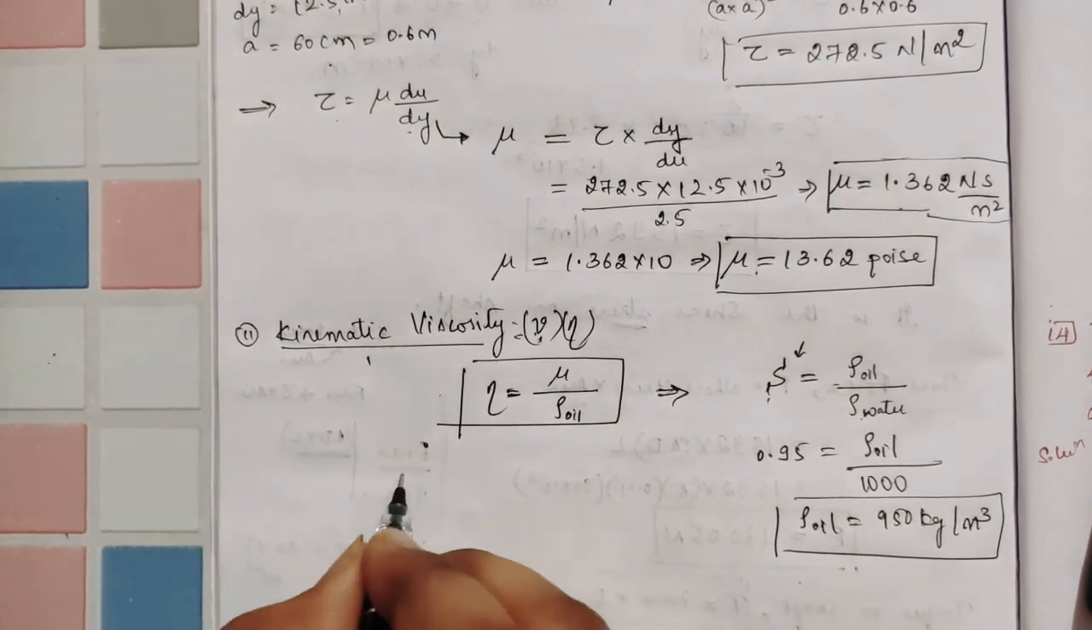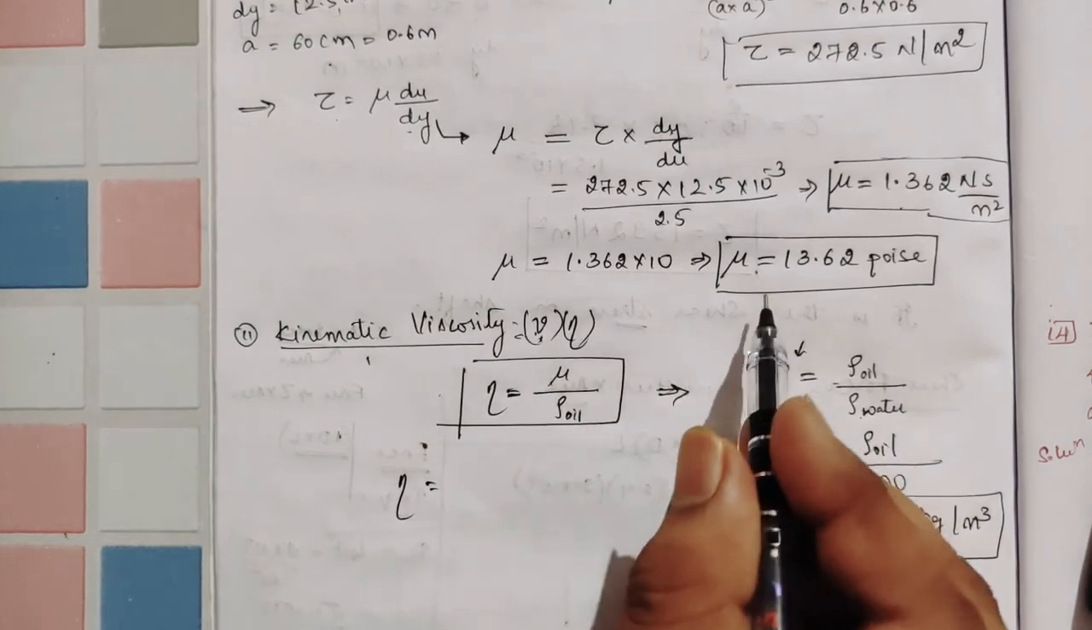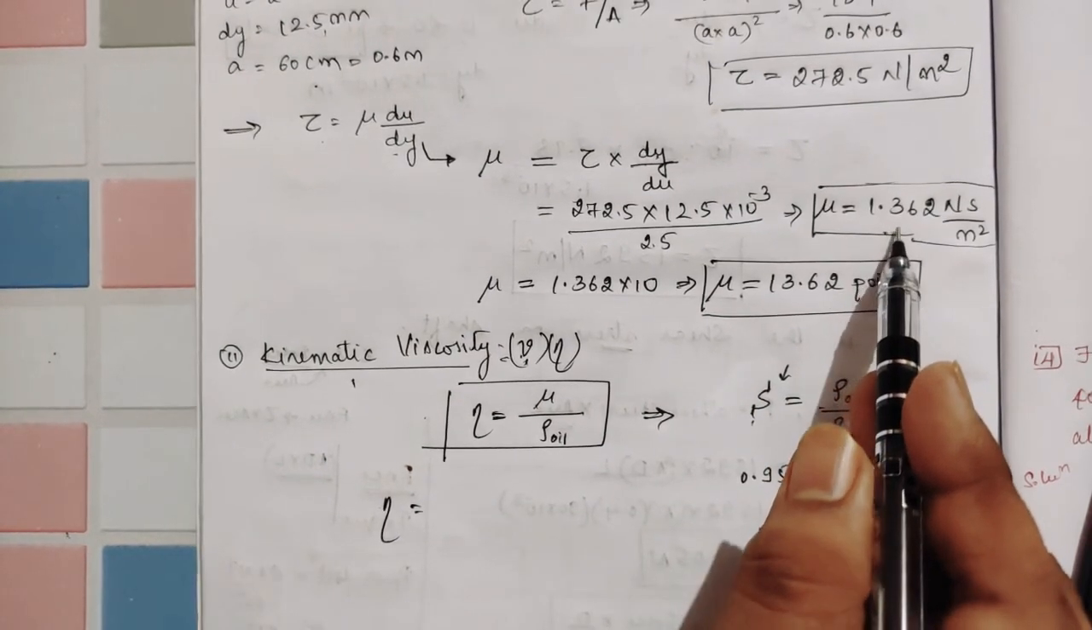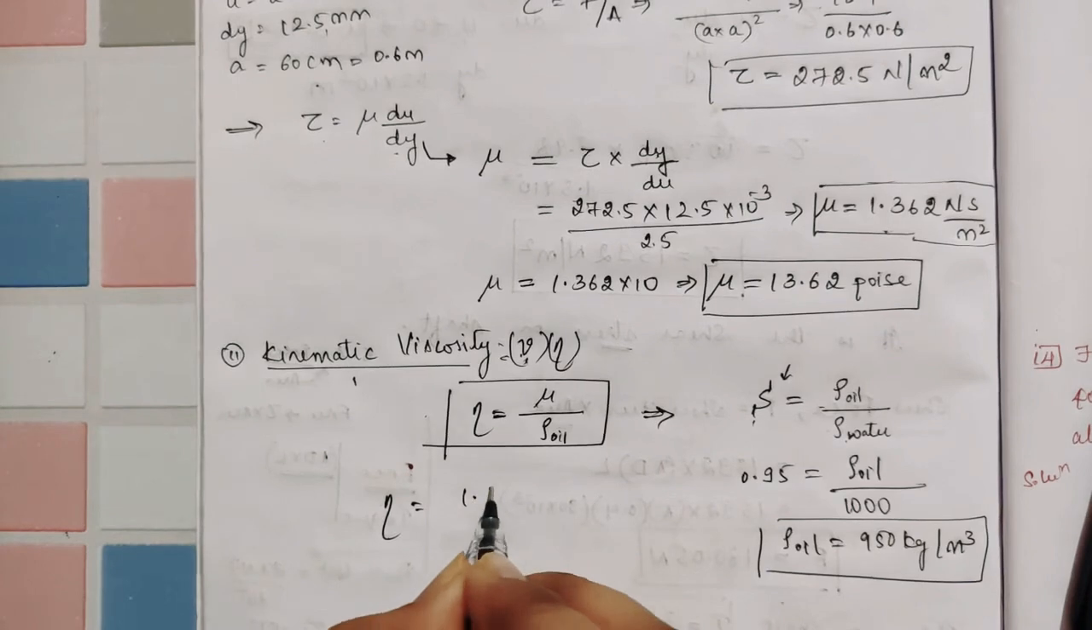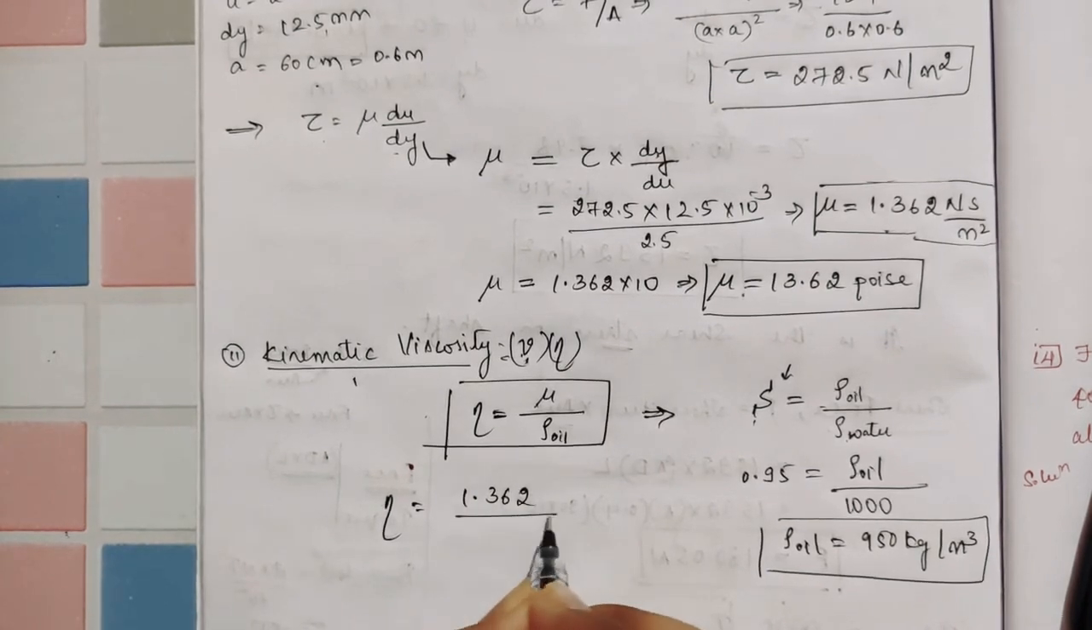This dynamic viscosity we already know. Eta is equal to, taking the SI unit system, 1.362 divided by 950.